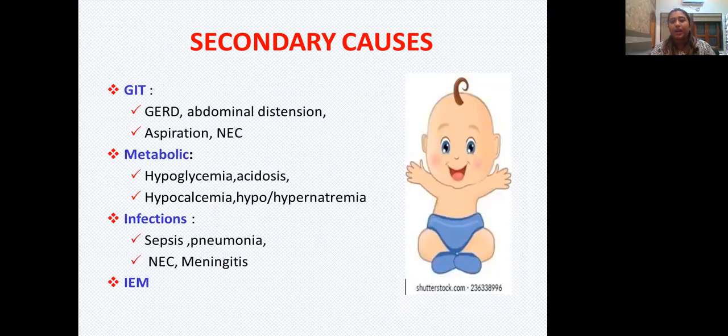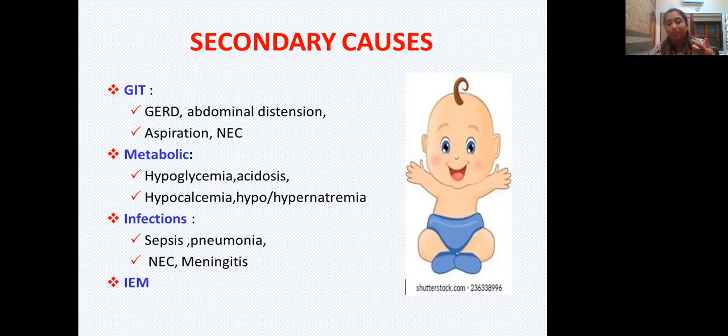Then GIT causes. While feeding the baby, if it's a premature baby and there is gavage feeding or feeding by nasogastric tube, pushing the nasogastric tube too much, or a rough handling of the nasogastric or orogastric tubes can lead to a sudden increase in the vagal tone, as a result of which also babies can have apnea.